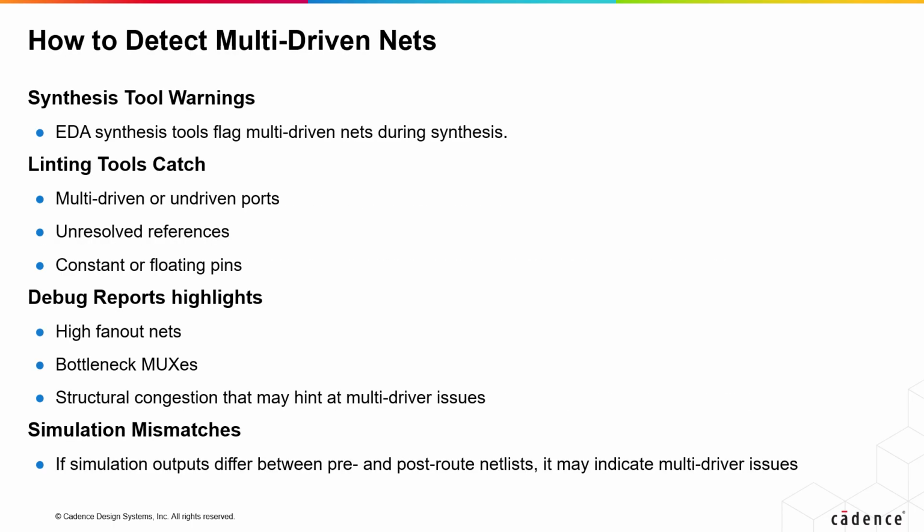There are various ways to identify multi-driven nets in the design once they are created. These include warnings generated during the synthesis stage, using linter tools, analyzing reports produced at different stages of the flow to debug unintentional net creation, and examining simulation runs of pre- and post-route netlists.